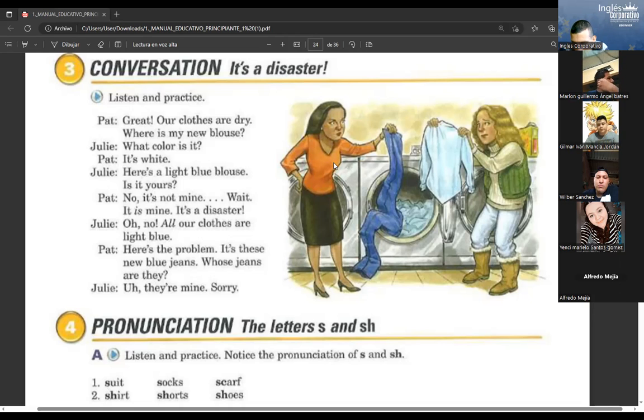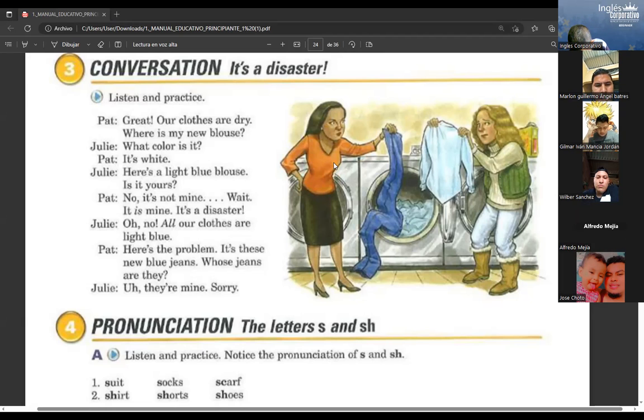Okay. Great. Our clothes are dry. What color is it? It's white. Here's a light blue. Is it yours? No, it's not mine. Oh no, all our clothes are light blue. Here's the problem. Is it the new blue jeans? Whose jeans are they? Oh, they are mine. Sorry.